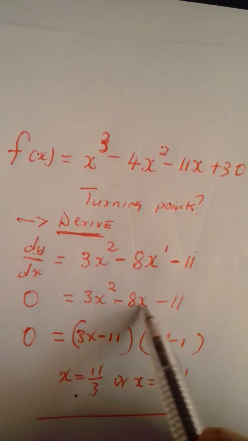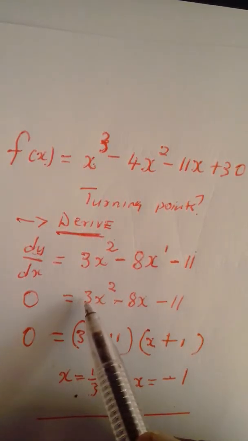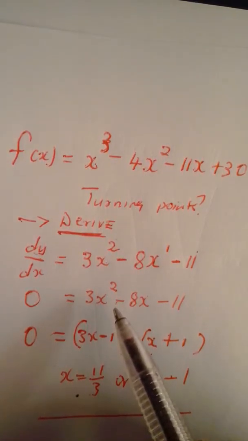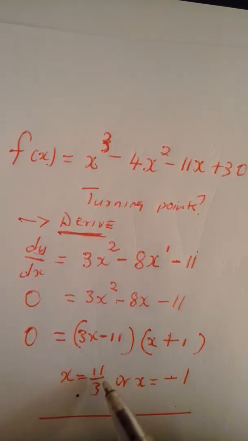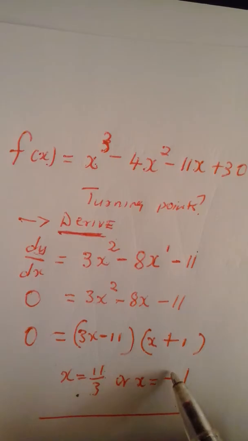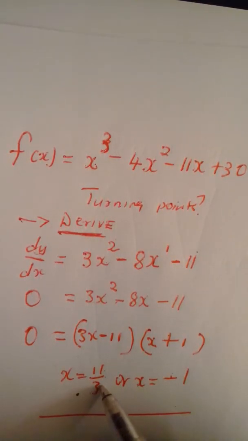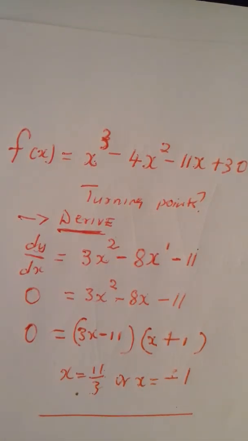Now, this is what you should do. You should factorize this quadratic function. You should always remember that when you calculate the turning point of x, you have to factorize. You are going to have two turning points. One of the turning points of x is 11 over 3, and the other turning point of x is negative 1. So here it's a question. These are the turning points of x. How can I find the turning point of y? To find the turning point of y, you have to go back to the original function.